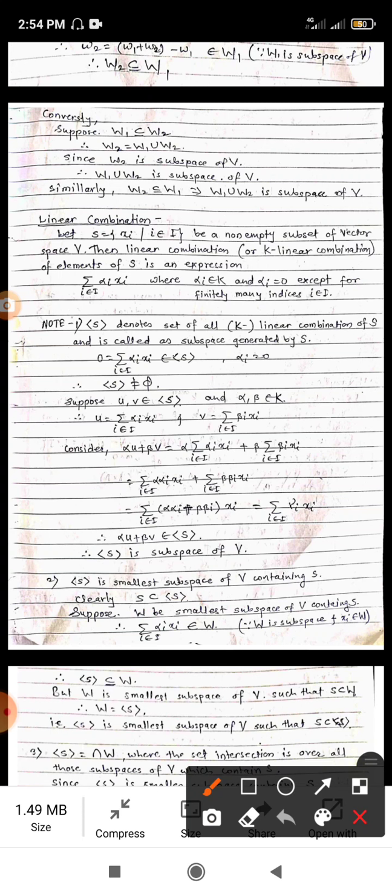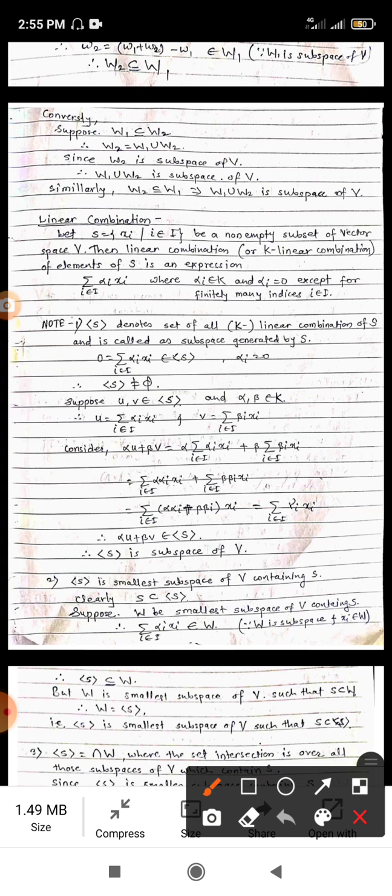Now we prove that. The generator of S contains all linear combinations of elements of S. Therefore each element of S can be written with alpha 1 equal to 1, so each element can be written as 1 times that element of S. So each element of S also belongs to the generator of S. Therefore clearly S is contained in the generator of S.